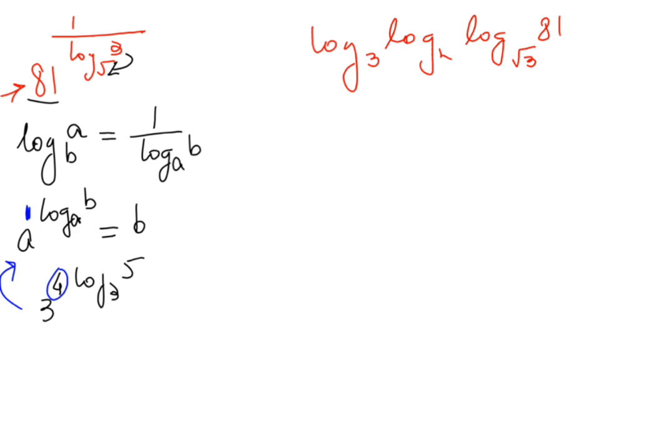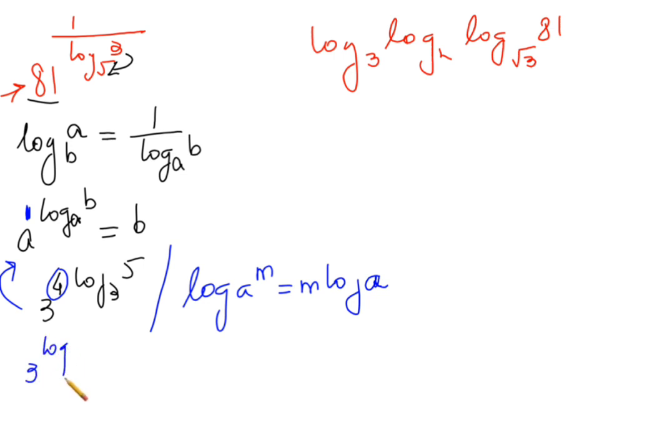How do I get rid of this 4? As we know, log of a raised to m can be written as m log a. Correct? So this becomes 3 raised to log of 5 raised to 4 to the base 3. So now this has come down to this property, and this eventually comes down to 5 raised to 4, which is equal to 625. This, my dear friends, is the answer for this particular question.